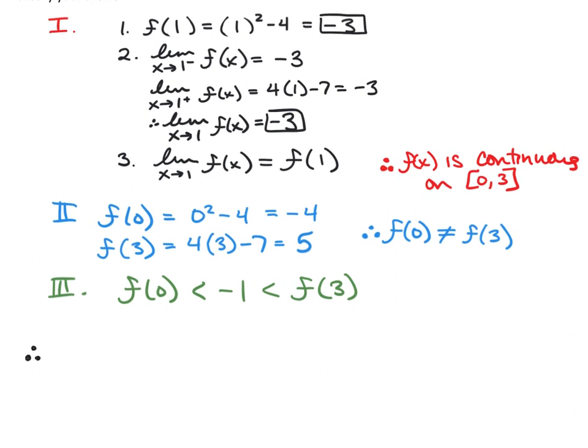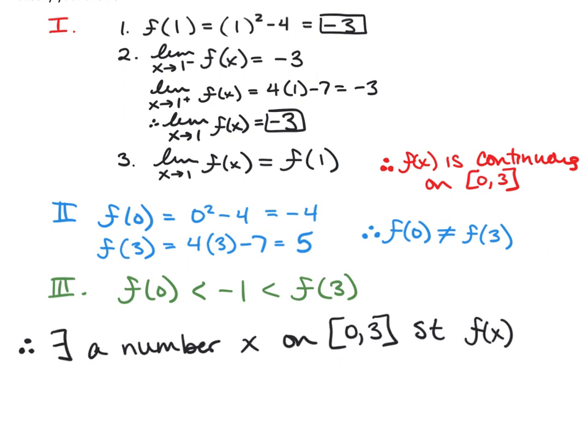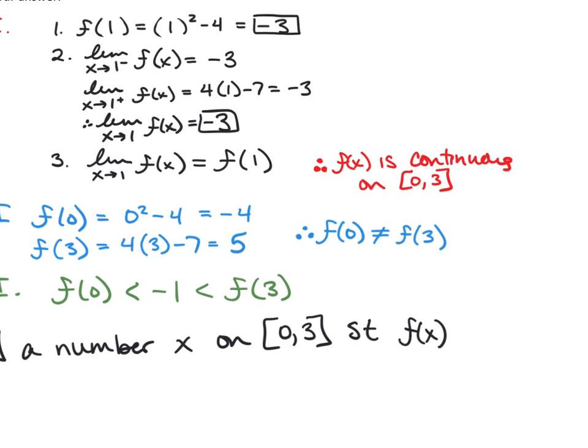Therefore, there exists a number x on the interval from 0 to 3 such that f of x is equal to negative 1 due to the intermediate value theorem.